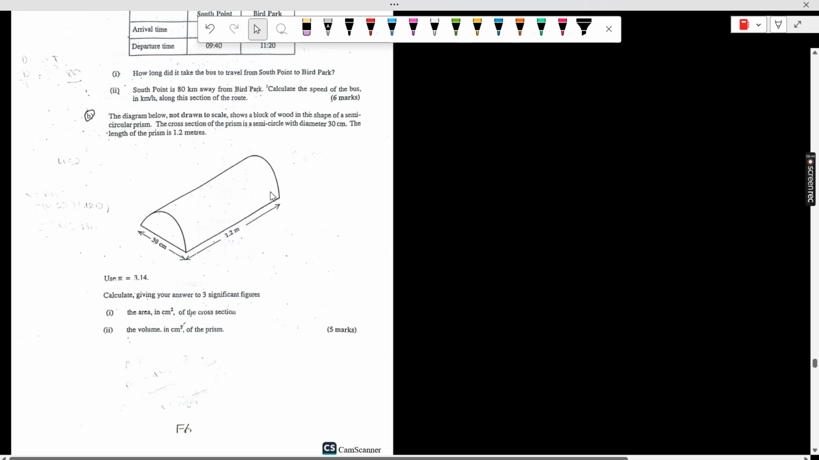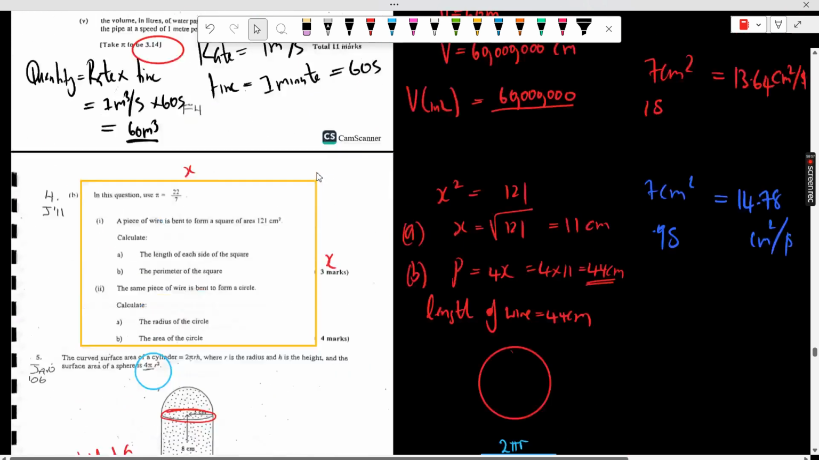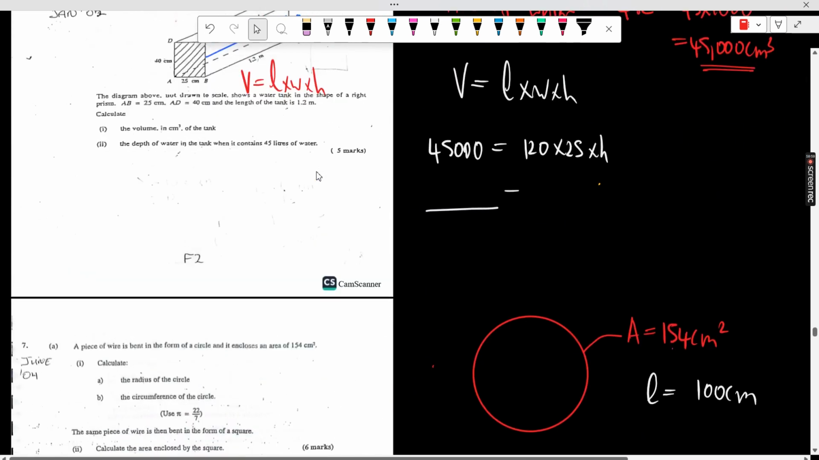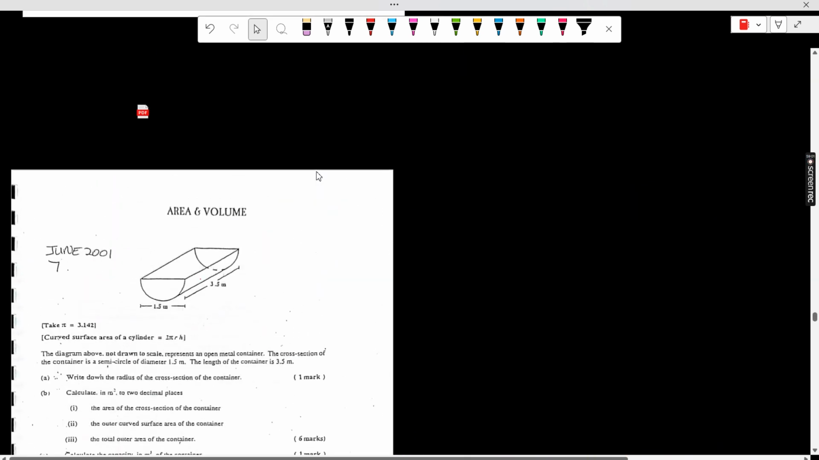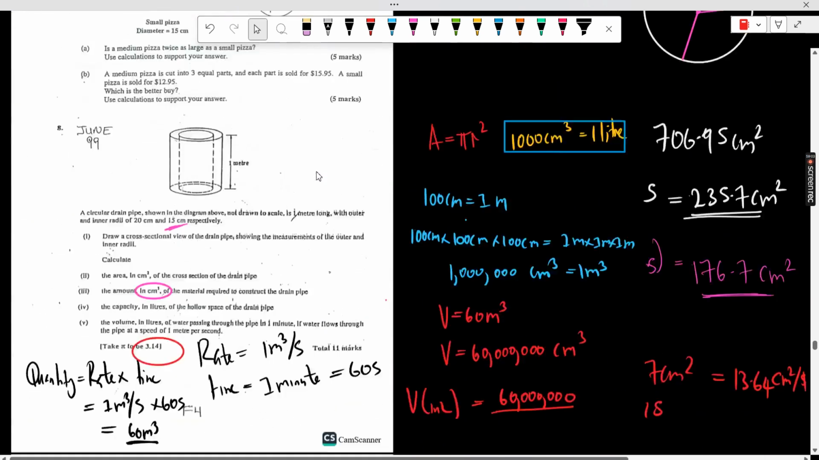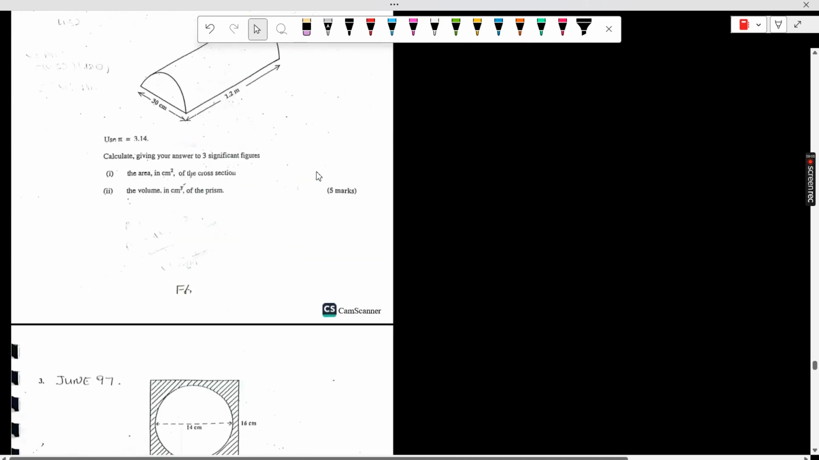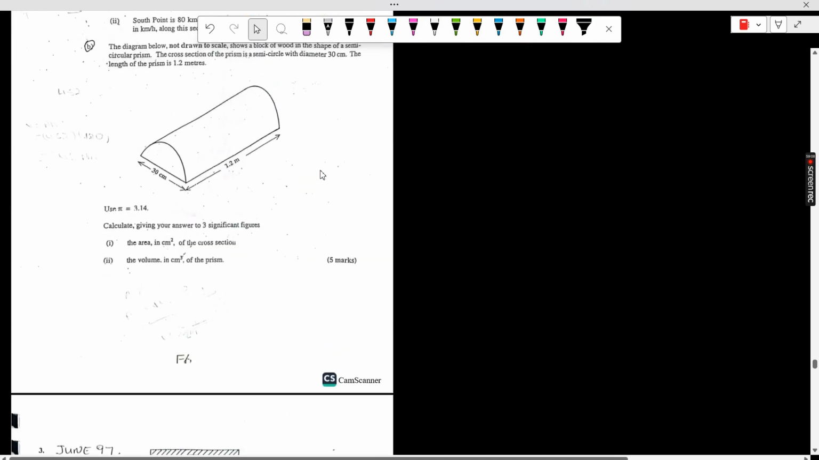The diagram below, not drawn to scale, shows a block of wood in the shape of a semicircular prism. The cross section of the prism is a semicircle with diameter 30 centimeters. The length of the prism is 1.2 meters. So they want us to calculate, giving your answer to three significant figures, the area in centimeters squared of the cross section, and the volume in centimeters cubed of the prism.